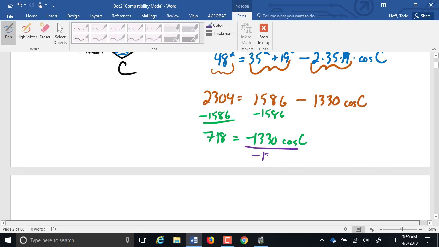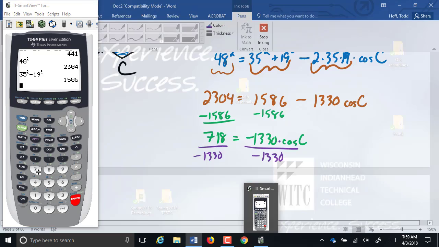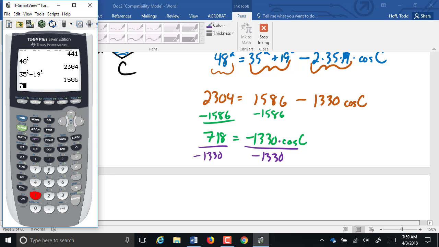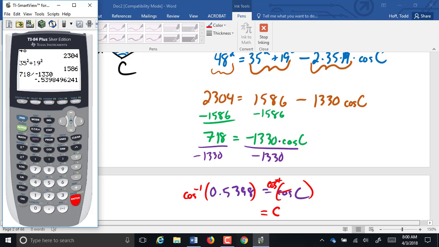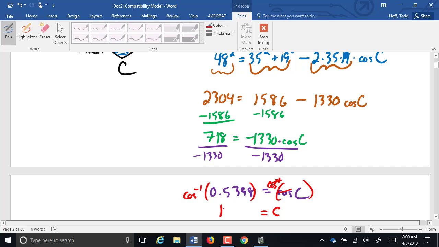Don't add, divide. That's multiplying the cosine, so we're going to divide by it. So 718 divided by a negative 1330 is negative 0.5398 equals cosine C, and then inverse cosine. So C equals inverse cosine, 122.67.